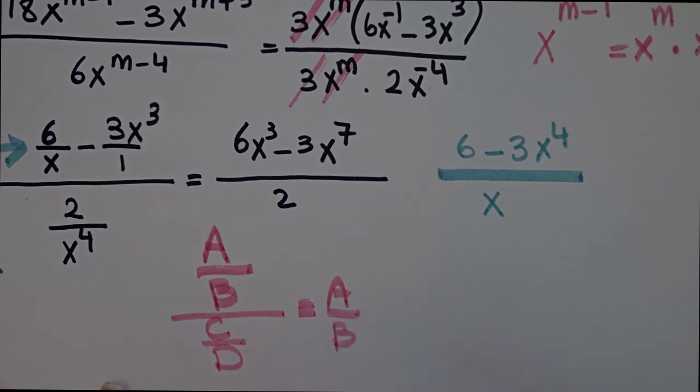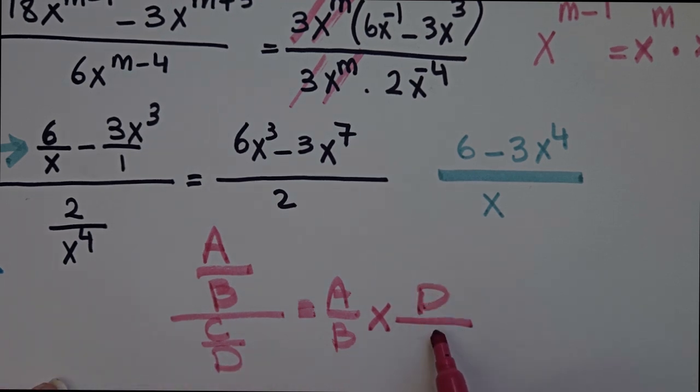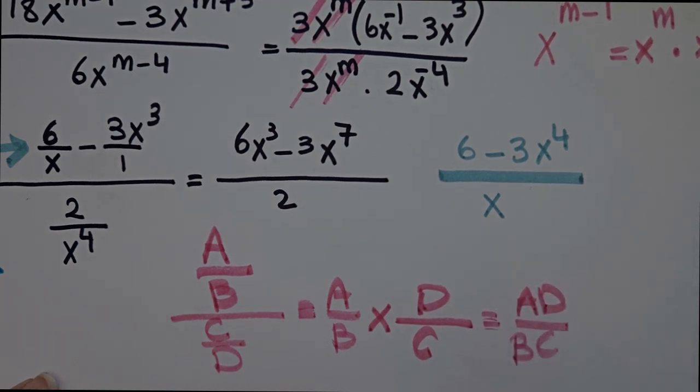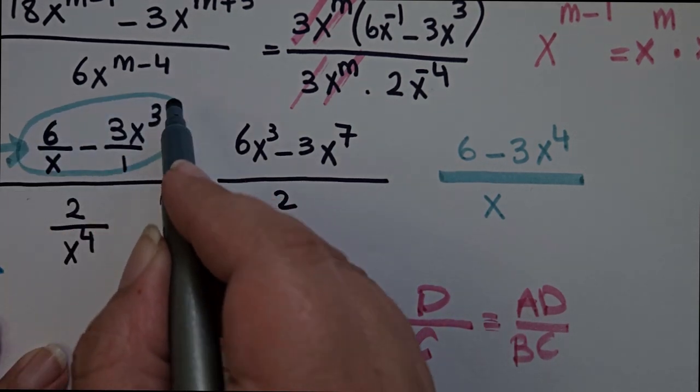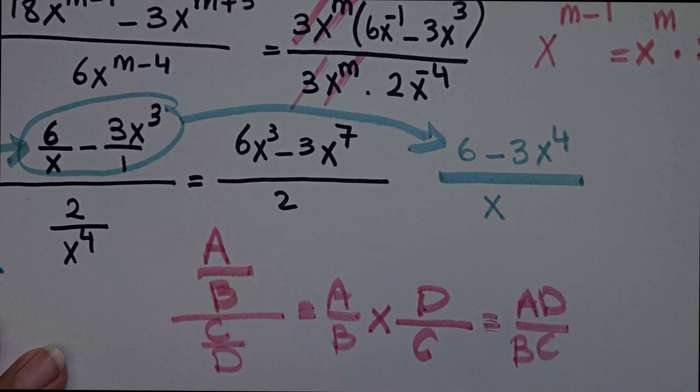You write down the first fraction, then this fraction line will change into multiplication, and the second fraction in the denominator would be flipped. So that would be d over c. So the final answer would be a times d by b times c. Okay, that's what I'm going to do here exactly. So I did the numerator here, I changed it into this one.